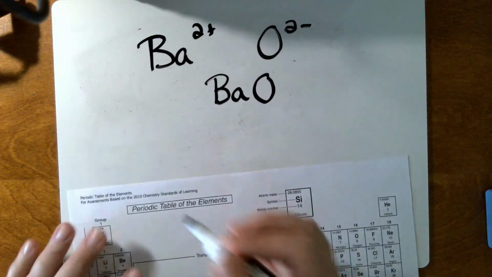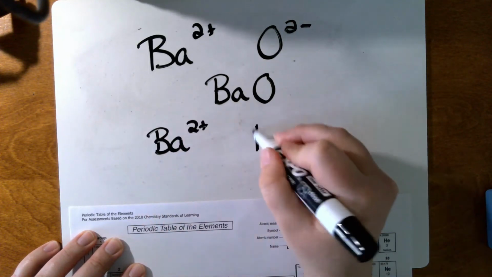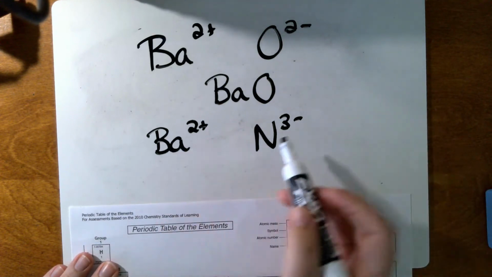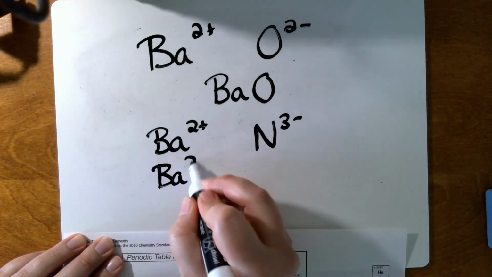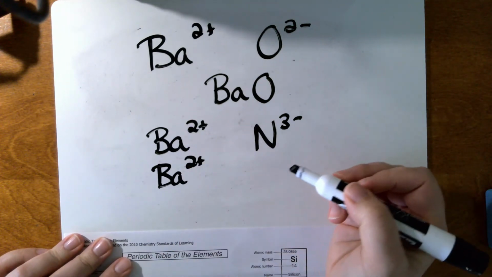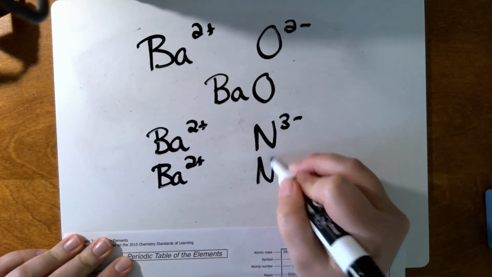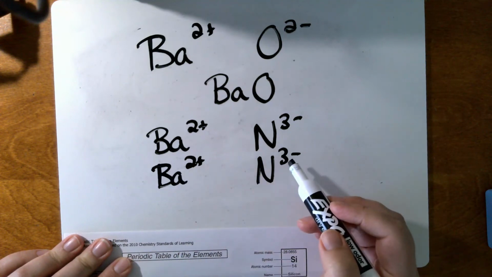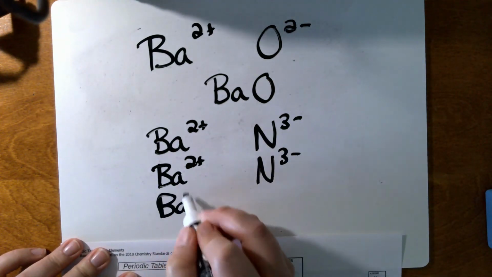But what if I was going to react barium with nitrogen? Now this is a little bit trickier, right? Because these don't balance each other out. Okay, so let's add another barium. All right, now this is +4 and -3. It still doesn't balance out, but it's a little bit too positive, so I'm going to add another nitrogen. Now it's +4 and -6. So it's a little too negative, so I'll add another barium.